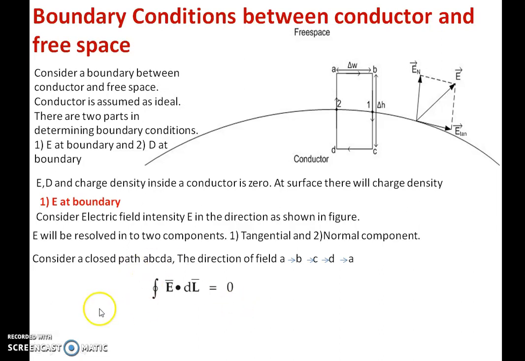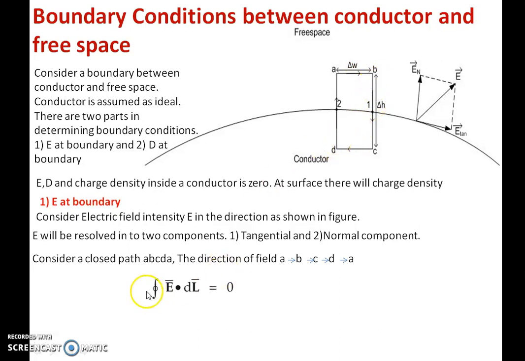So what is this E dot dl? The closed integral of E dot dl means what is the work done to move a unit charge from A to B, then the work done to move this unit charge from B to C, then the work done to move this unit charge from C to D. Similarly, the work done to move the charge from D to A. So it is the sum of the work done at each of these paths.